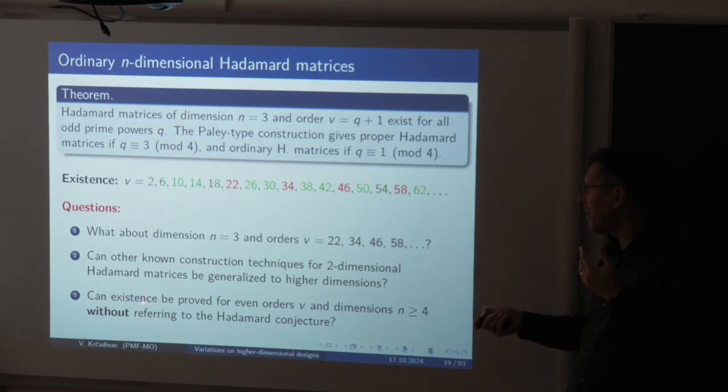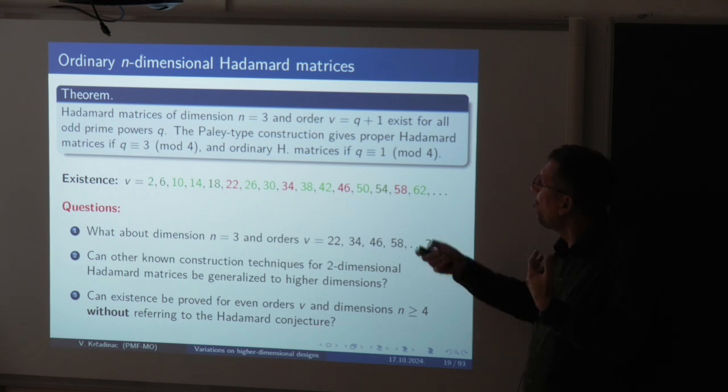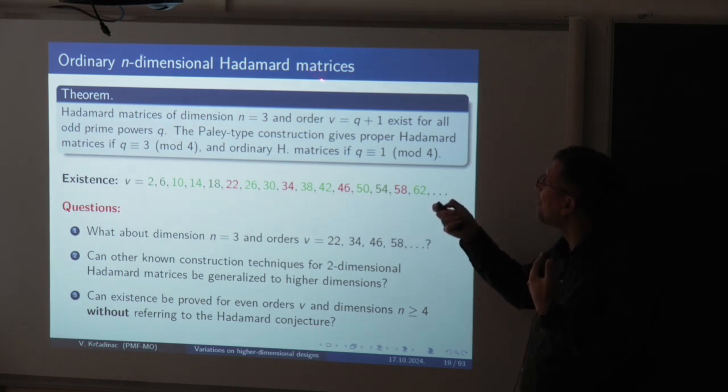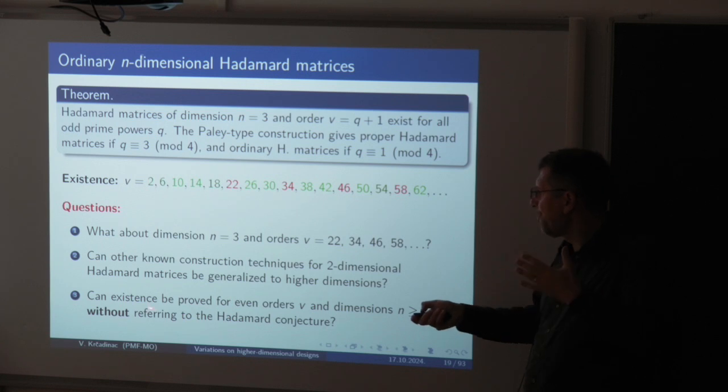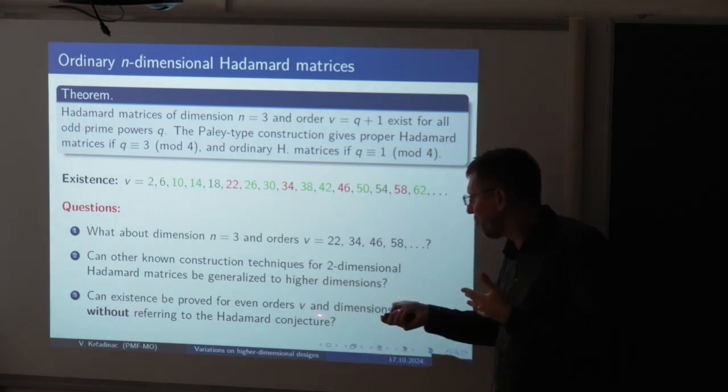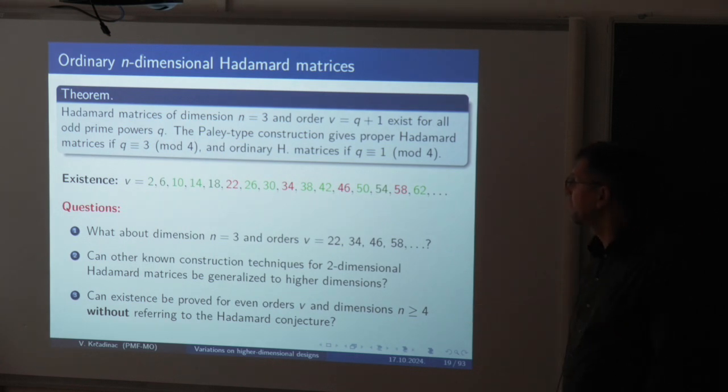However, I think that actually probably the question is easier for ordinary n-dimensional Hadamard matrices, maybe of order for dimension 4. So maybe you can prove this existence for even orders without using the Hadamard conjecture, because that's how Young did it. Maybe this would also be a good question to try to tackle.